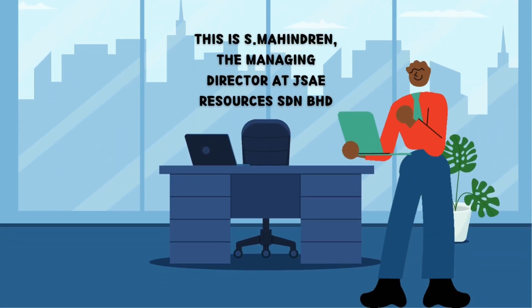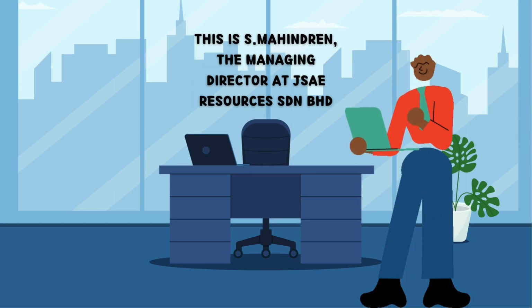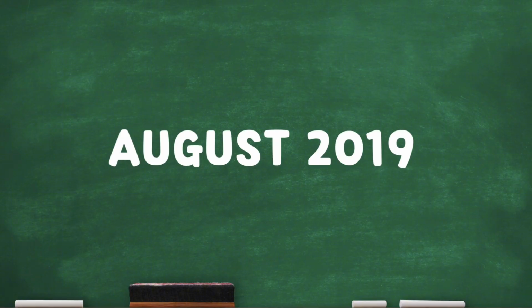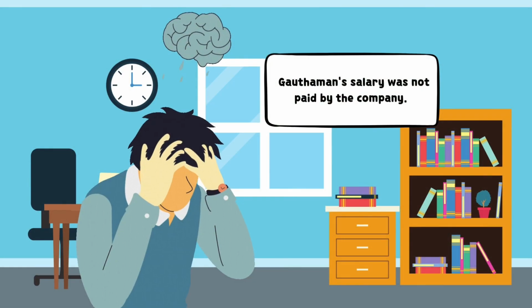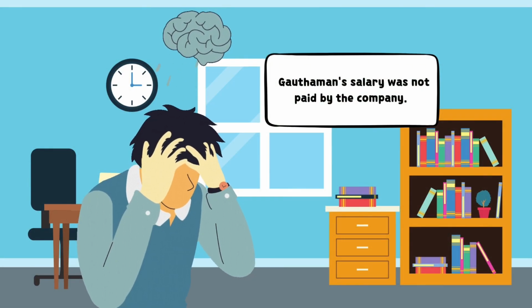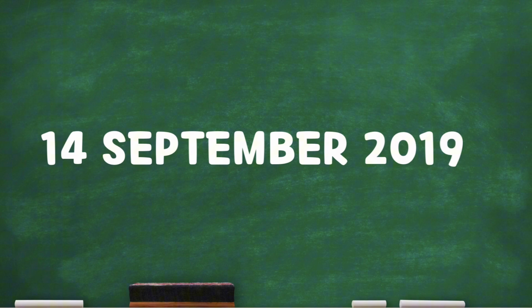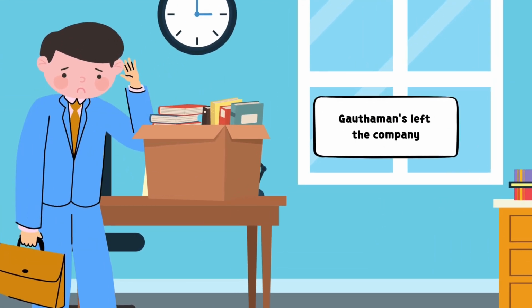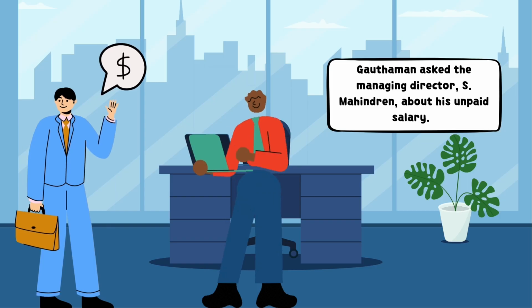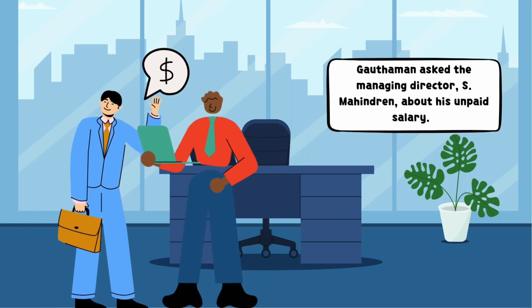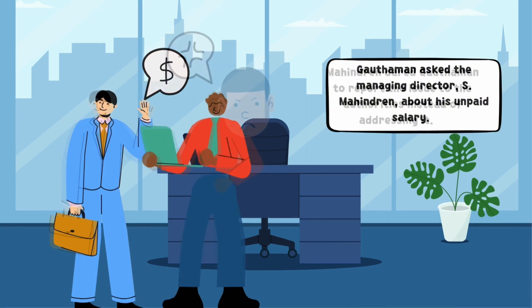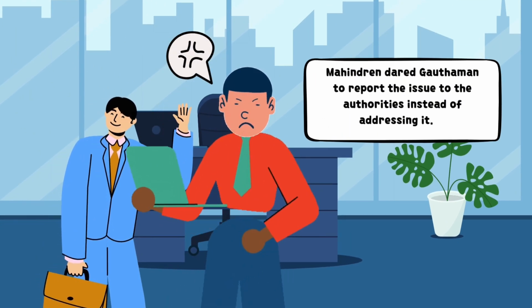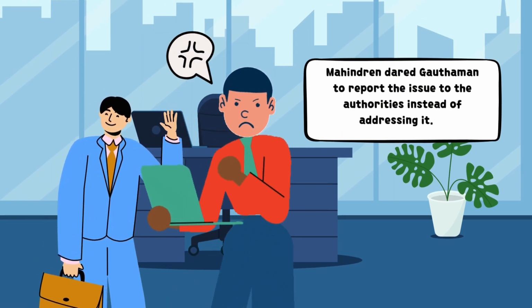This is S. Mahindran, the managing director at JSAE Resources SDN BHD. Gothaman's salary was not paid by the company. Gothaman left the company. Gothaman asked the managing director, S. Mahindran, about his unpaid salary. Mahindran dared Gothaman to report the issue to the authorities instead of addressing it.